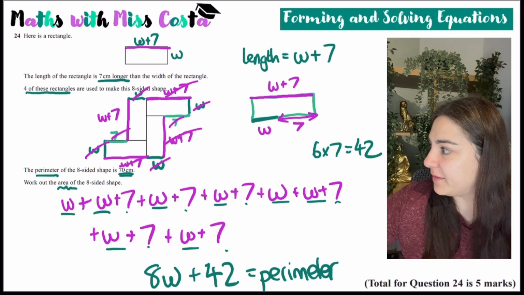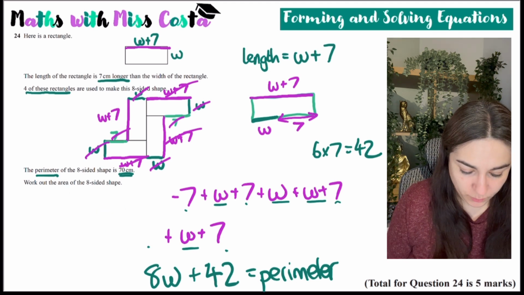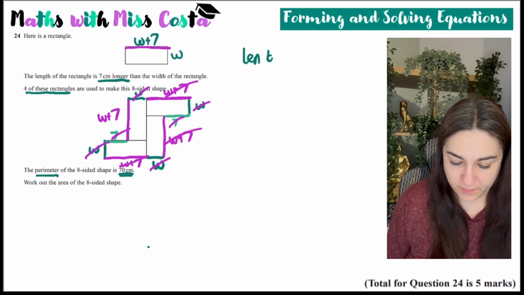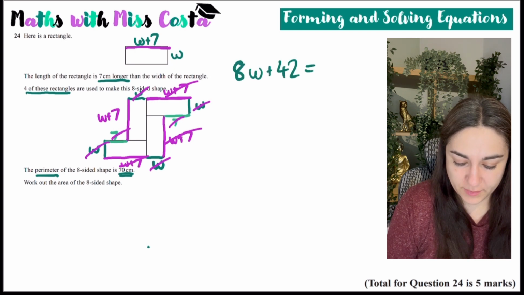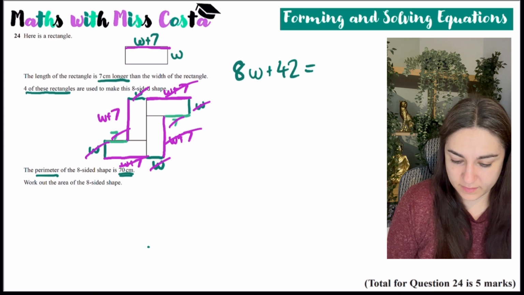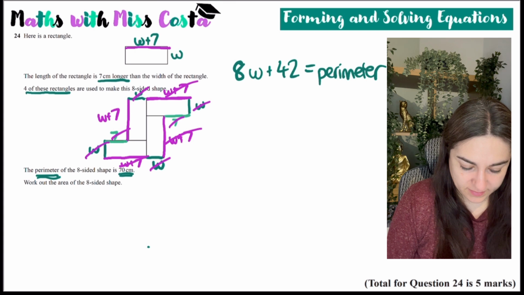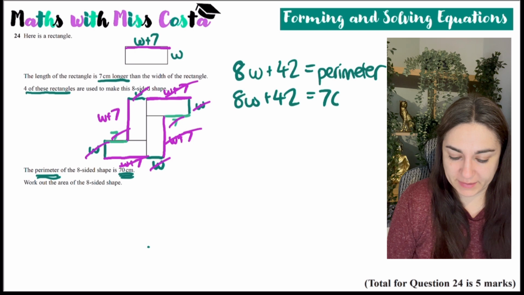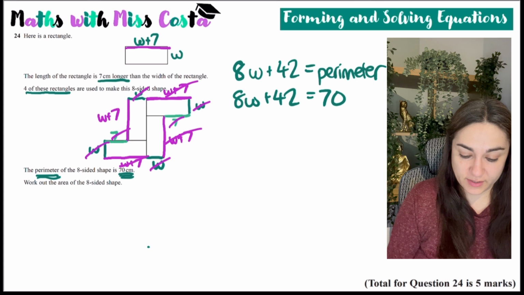And then once I've worked out that my perimeter is 8w plus 42, I can make it equal to what they've told me the perimeter is. So I know that 8w plus 42 is equal to the perimeter. And they've told me over here what the perimeter is equal to. It's equal to 70 centimetres. So 8w plus 42 must be equal to 70. Now this is just an equation that I've formed. I've managed to form an equation.